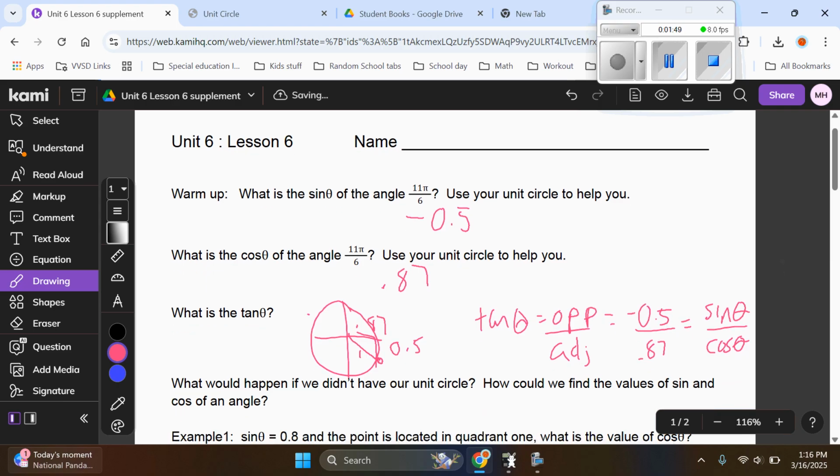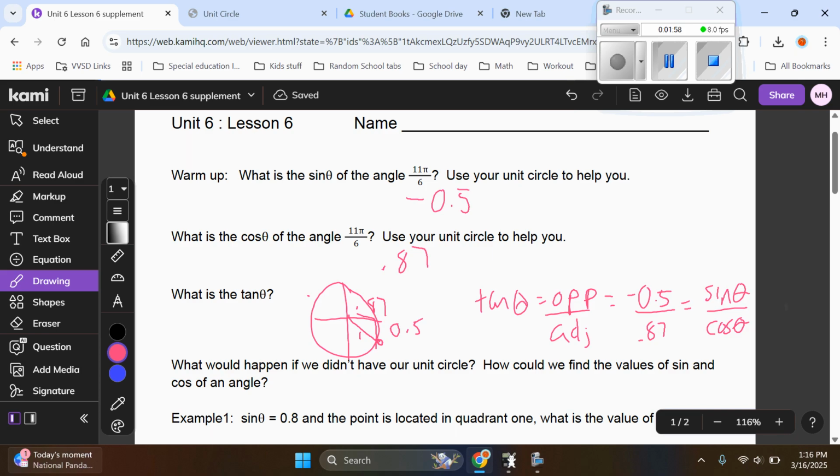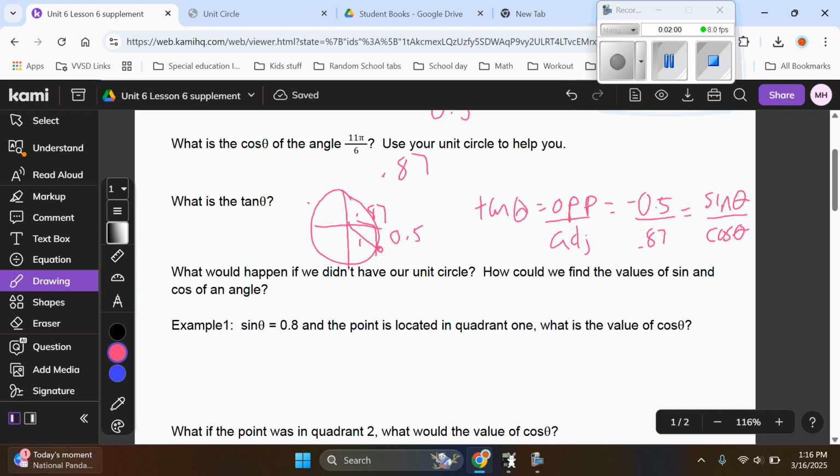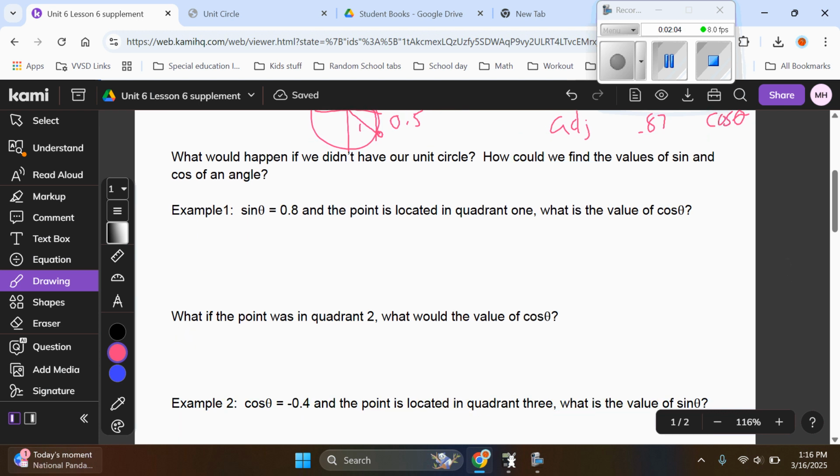But what would happen if we didn't have our unit circle? Or maybe the angle is not on this unit circle that it gives us. How could we find these values of sine and cosine? Well, let's take a look at this first example here. I'm going to draw a quick sketch.